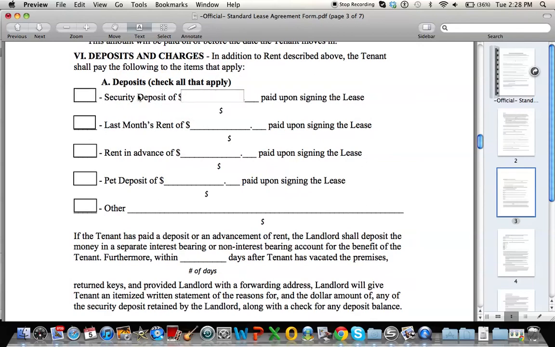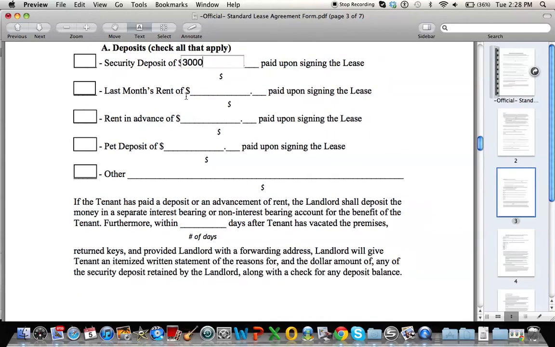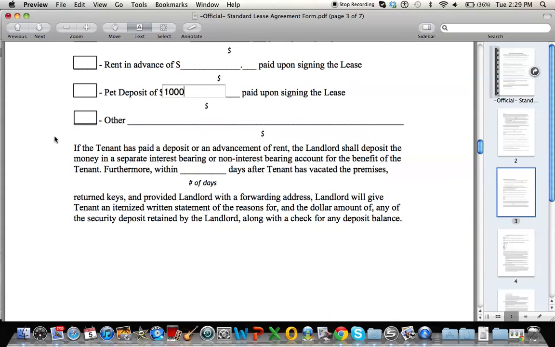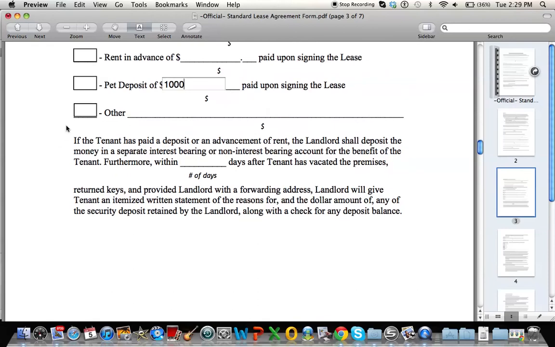Security deposit. Let's say generally you have to pay a 1 month security deposit. Your credit was good, so they're going to let you go on this one. Last month's rent, rent in advance: their credit's good, they're going to let you go on that one. A pet deposit: say you got a little dog, they are going to want $1,000 just in case he rips a beautiful plant in the hallway.